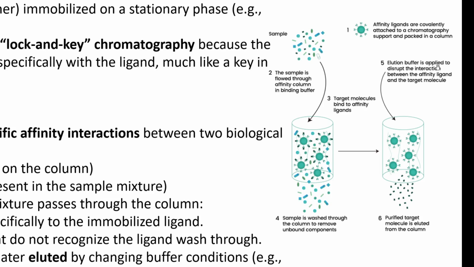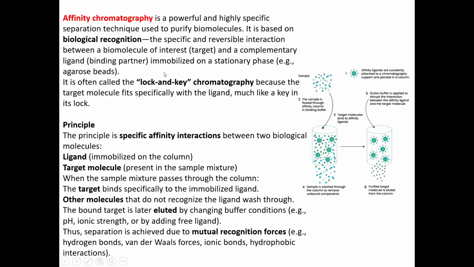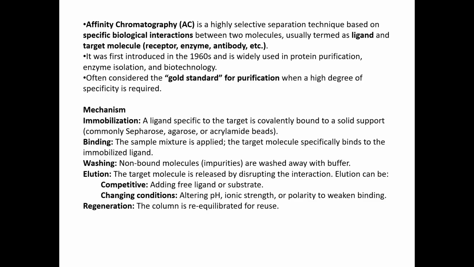So your elution buffer is applied to disrupt the interactions between the affinity ligand and the target molecule. Now you can see the interactions have been broken, so your target molecules are eluted out. So the purified target molecule is eluted from the column. So this is the basic principle on how an affinity chromatography works and how you can use it to purify your target or your biomolecule of interest.